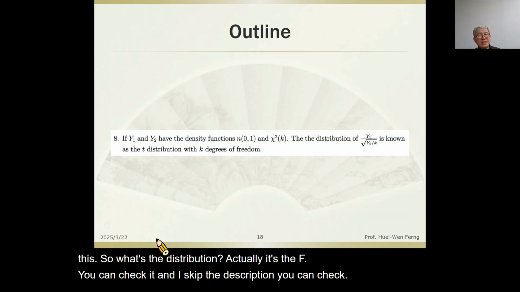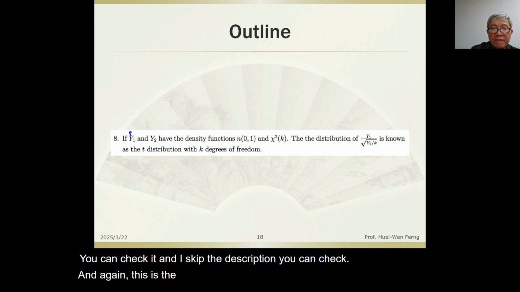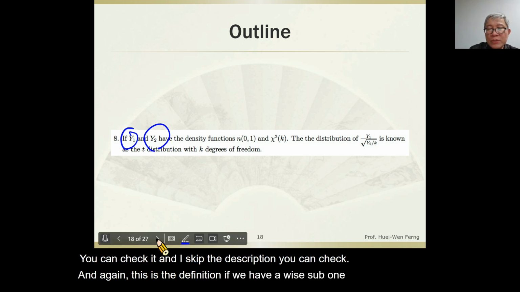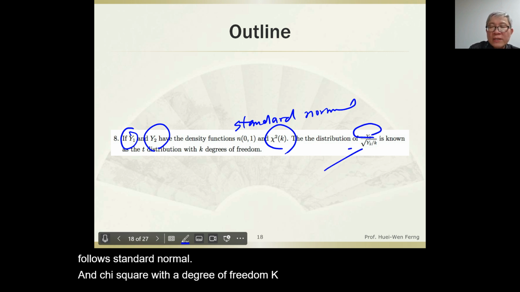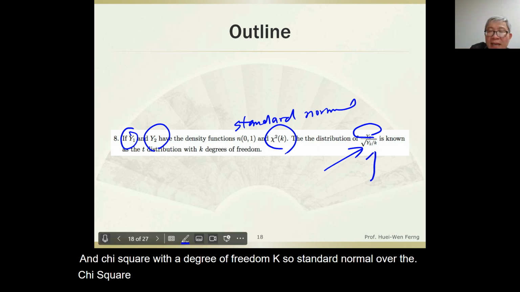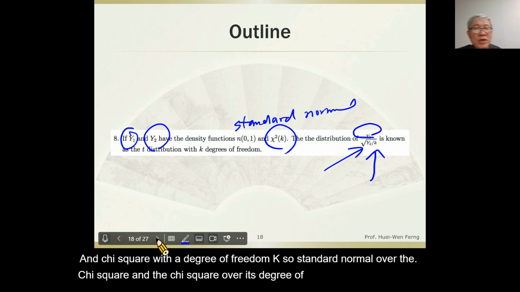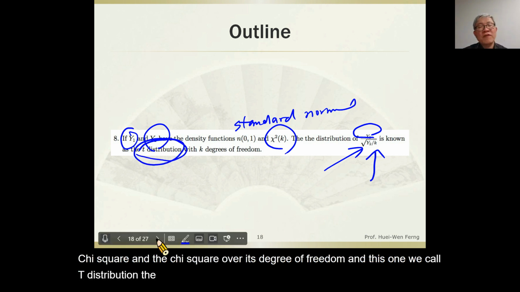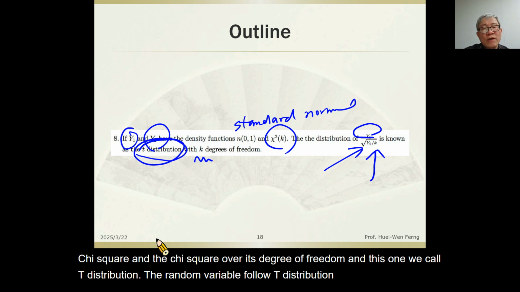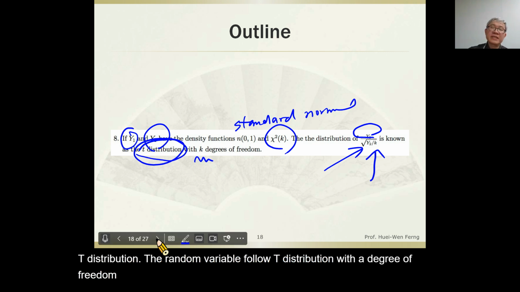And again, this is a definition. If we have y sub 1 and y sub 2 following standard normal, and a chi square with degree of freedom k, then the standard normal over the square root of the chi square over its degree of freedom, this form we call the T distribution. The random variable follows the T distribution with degree of freedom k. So this is a definition.